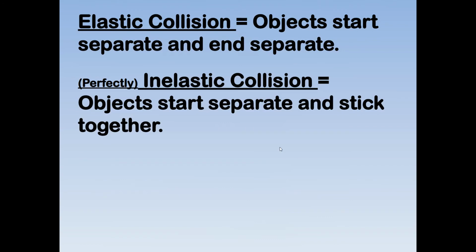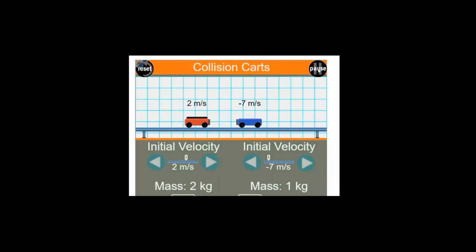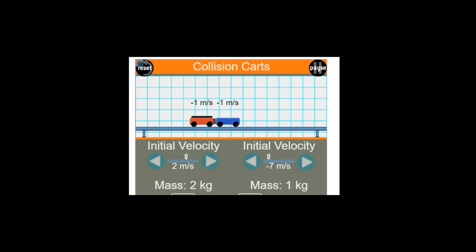Two objects start separate and stick together. And remember, we're still dealing in one dimension here. So I'm going to keep the same initial settings, although I'm going to set this to an inelastic collision, which means the left side of my equation here is still going to be the same. So these two are going to hit, stick together, and they have the same final velocity because they're stuck together at negative 1 meters per second. So let's take a look at the math real quick.